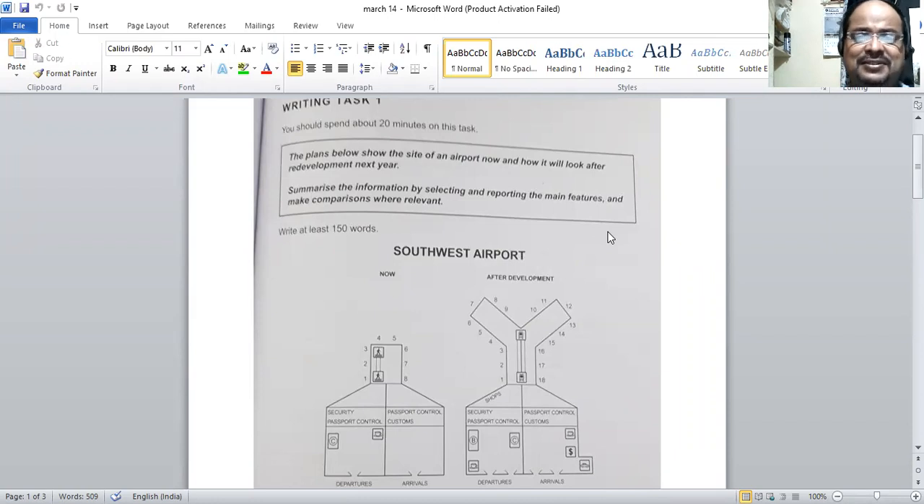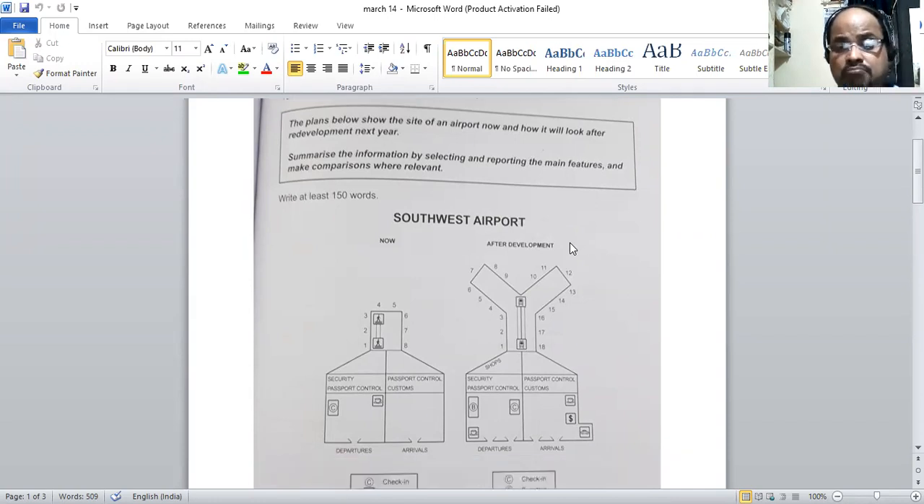Today we are going to discuss a very recent academic task one. Here I can show you a layout of Southwest Airport at present and how it would look after development in just a year, in next year. So this is a comparison of present and future.